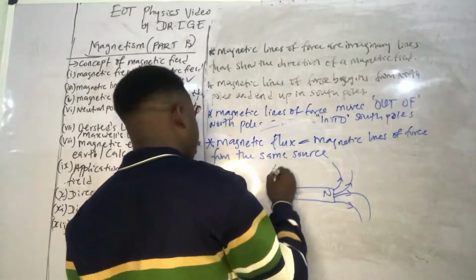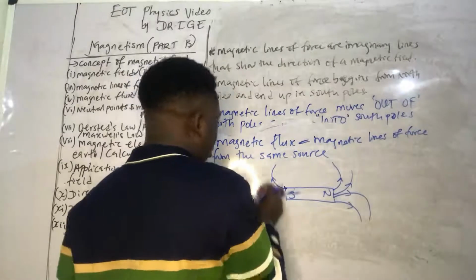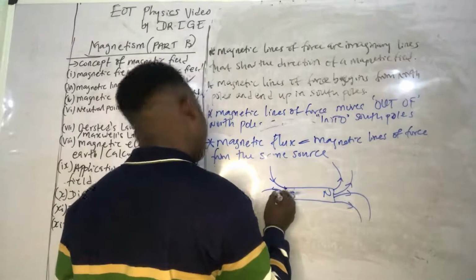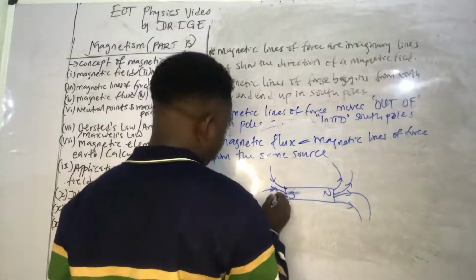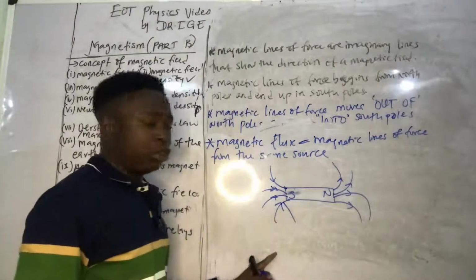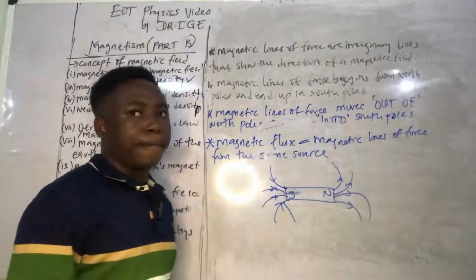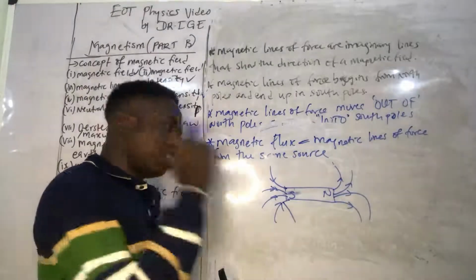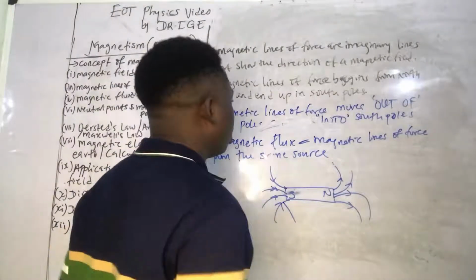Don't mind my diagram. It is moving in this direction, towards south poles. Okay, moving to south poles. So each of these lines is called a magnetic line of force. Everything together we call magnetic flux because they are from the same source, or they are coming into the same destination rather. So one is called what? Magnetic line of force. All of them are called what? Magnetic flux. You understand?